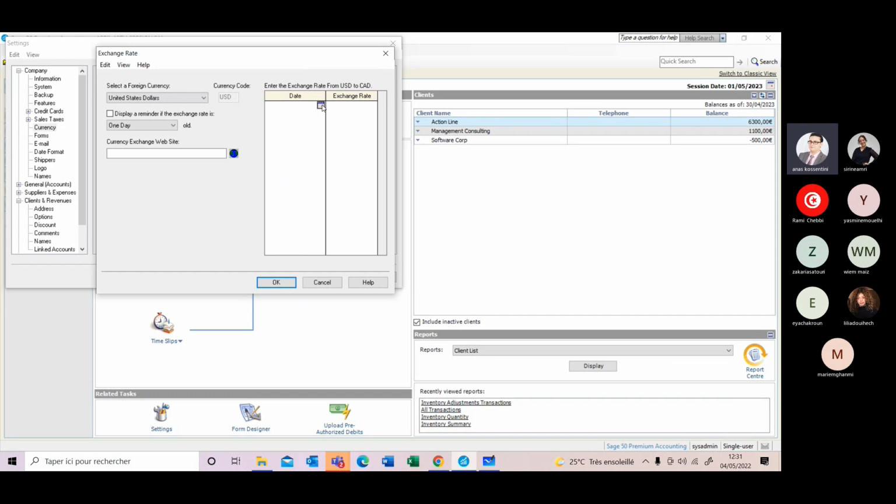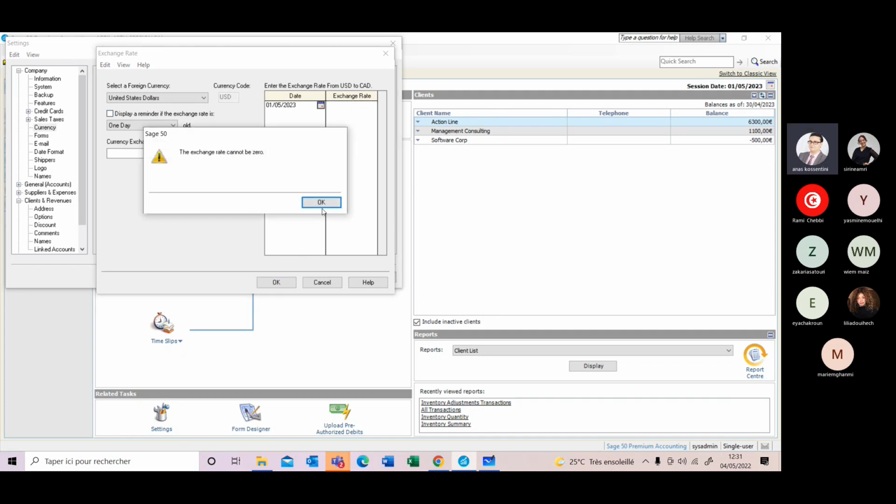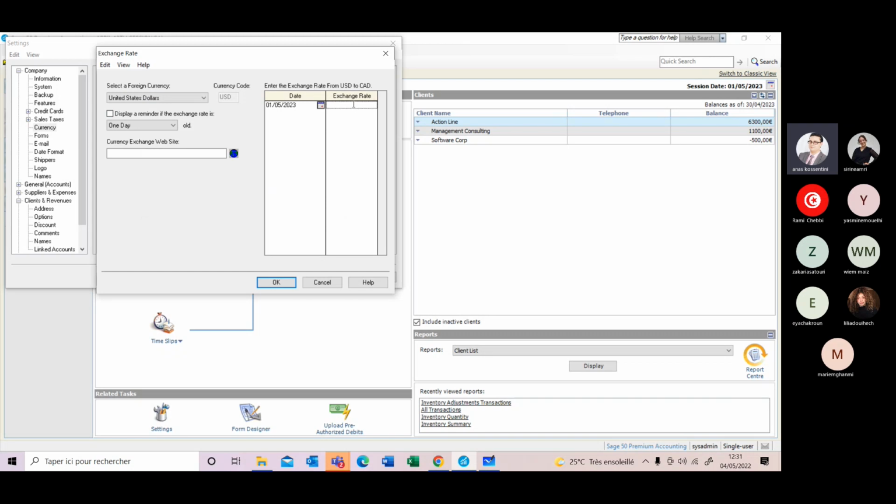In the first column, you have the date. Okay, what is the date? For example, we are in the session date May 1st. You select May 1st. You click on the exchange rate. What is the exchange rate at May 1st? So I have to put it there. You know, guys, you can display a reminder if the exchange rate is okay. I have to select first the exchange rate.